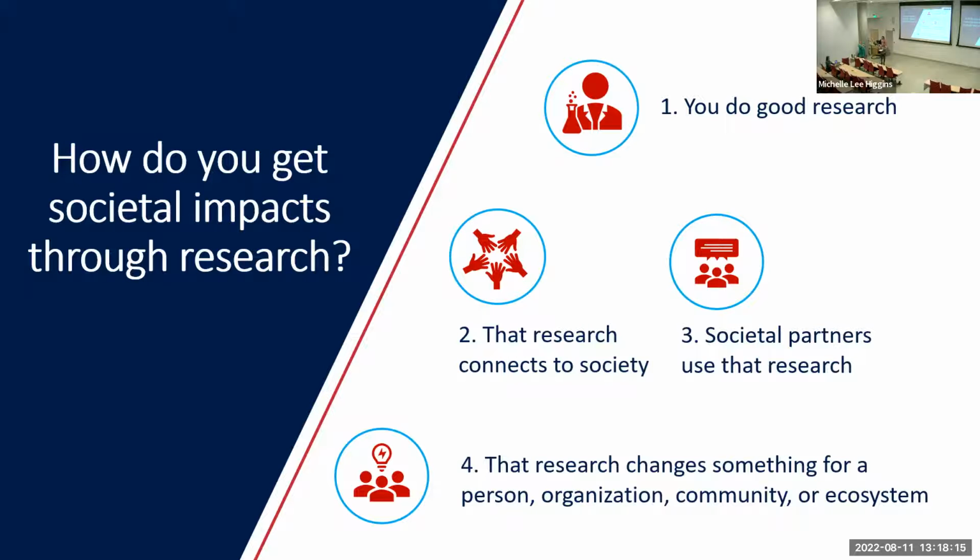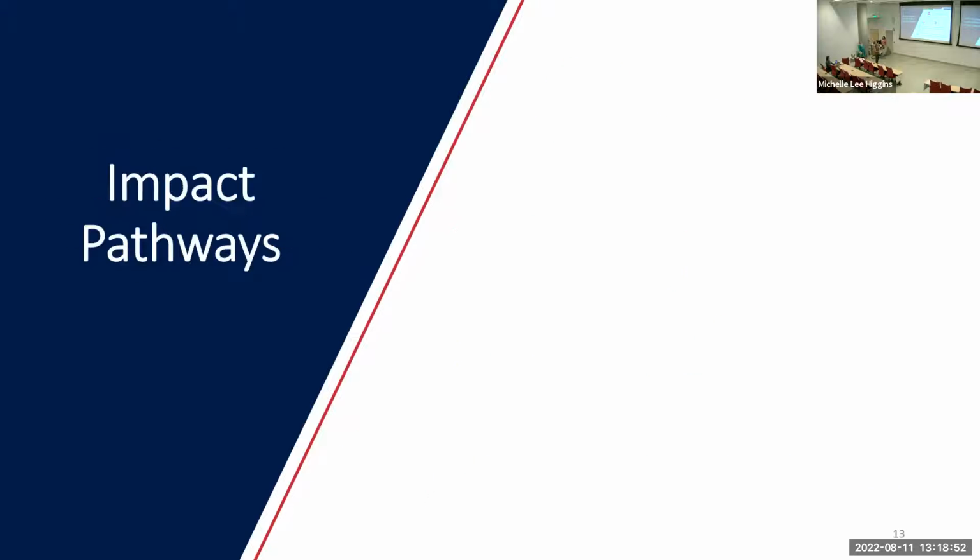The folks who have been involved in your research or picking up your research and using it are going to use that, right? It's not necessarily us that is enacting this, but those are the folks that are going to use it. And then that research is going to change something for that person or for the organization that's been involved, a community, or even an ecosystem. So that's the big overview, right? Where we see differences and flavors of how we interact is that number 2, how we connect with society. And there's a million ways to do that, so I'm going to show you a few of those.